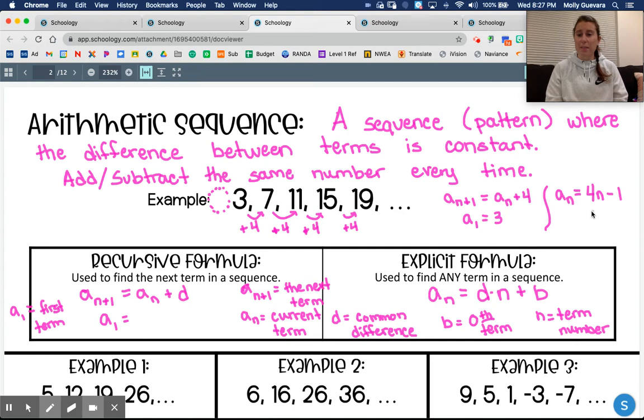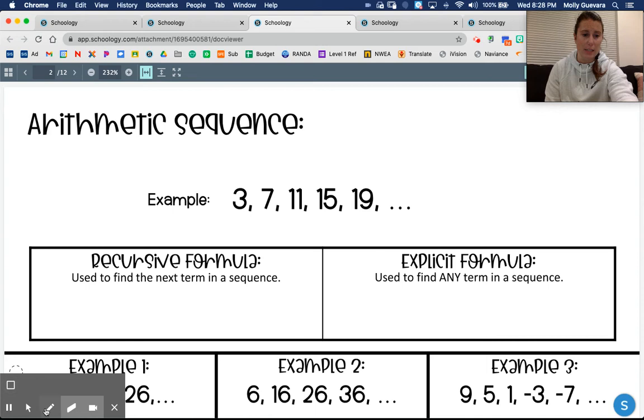And what that allows me to do is, hey, if I want to know the 60th term, I'm going to plug in 60 right here. And whatever I get, that's the 60th number in the sequence. If I want to know the 100th term, I'm going to plug in 100. And it's going to tell me what the 100th term is. Okay. So we're going to look at 3 examples of doing this, and hopefully it'll make sense. So let's look at example 1.